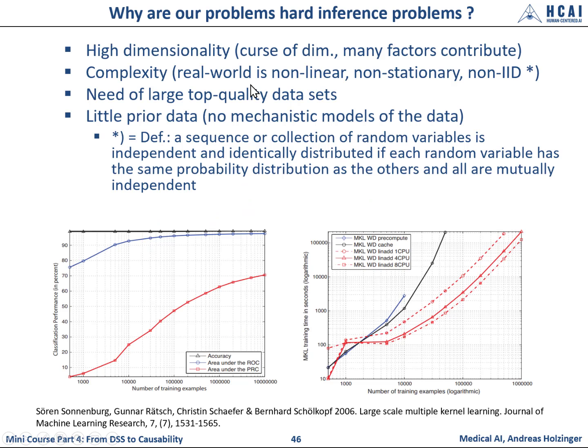What does it mean for us in machine learning? Why are our problems hard inference problems? And I have mentioned this now several times. So this is just subsuming and concluding now. So again, please remember, high dimensionality, curse of dimensionality, many factors contribute. The complexity, our real world in the medical domain is non-linear, non-stationary, non-IID, non-identically independent, identically distributed. And you need always large top quality data sets, and you have little prior data, so you have no mechanistic models of the data.